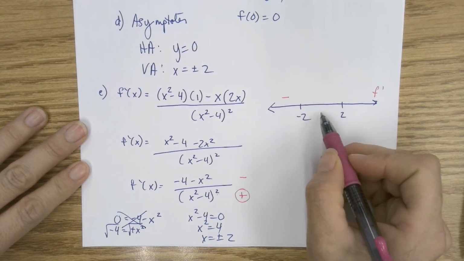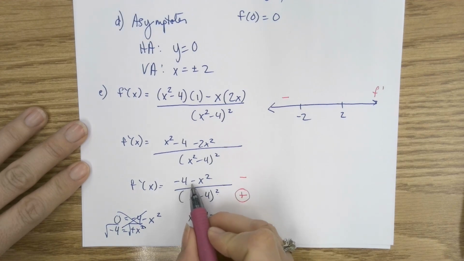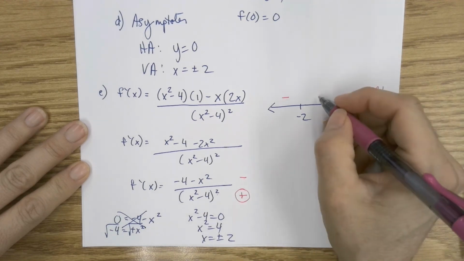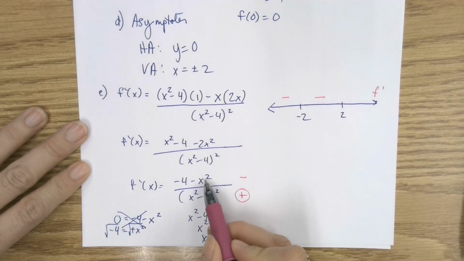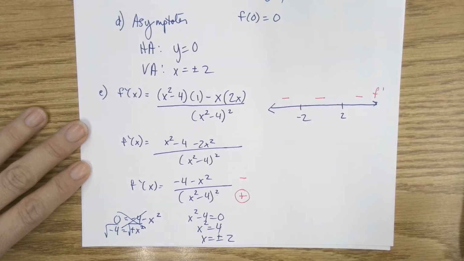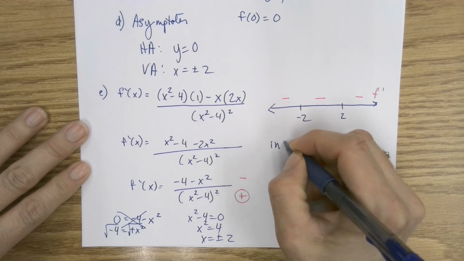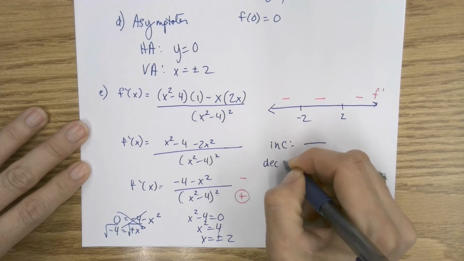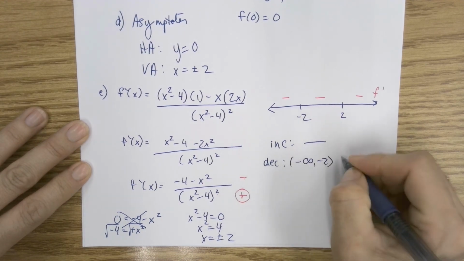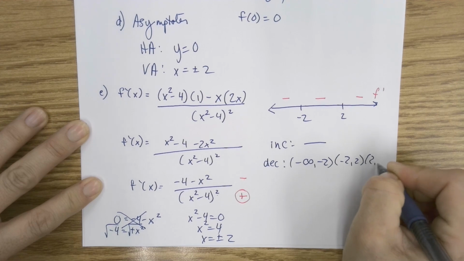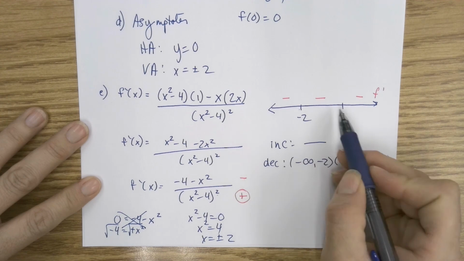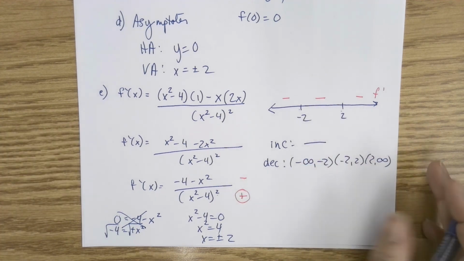In the middle, if I substitute a 0 in, negative 4 minus 0 is negative, and anything on the bottom is going to be positive here. So that's going to be negative, and then substitute a 3 in. We get a negative on top and a positive on the bottom, so that's also negative. So our increasing intervals, well, there are none. Our decreasing intervals are everywhere but at negative 2 and 2: negative infinity to negative 2, negative 2 to 2, 2 to infinity. So this is actually decreasing everywhere in its domain. We don't have any local mins or maxes because there are no sign changes here.